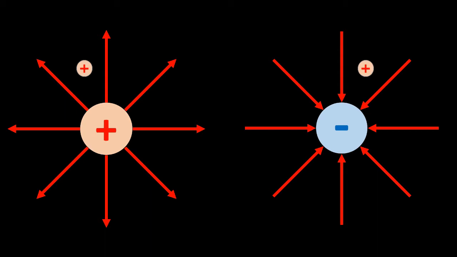A positive and a positive will be repelled, so the charge will move outwards. But a positive charge near a negatively charged sphere will be attracted to that sphere. Remember, opposites attract.